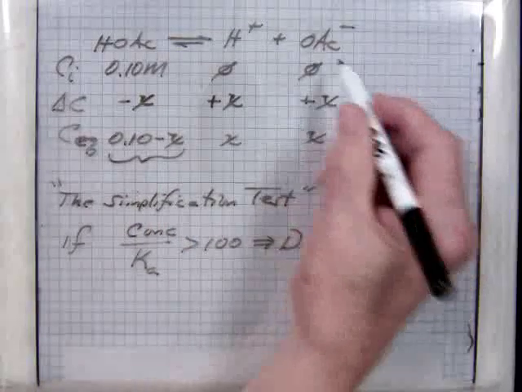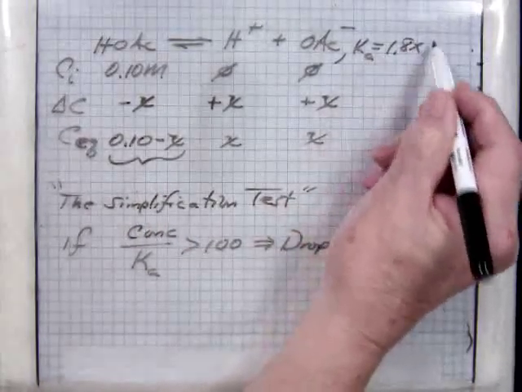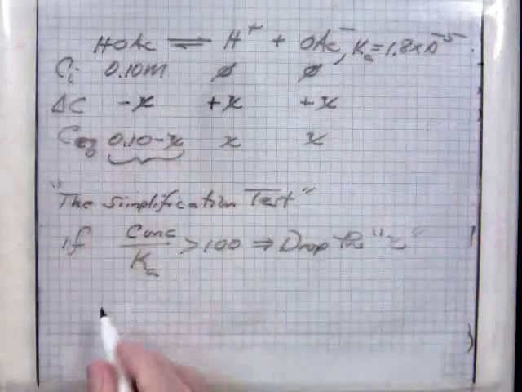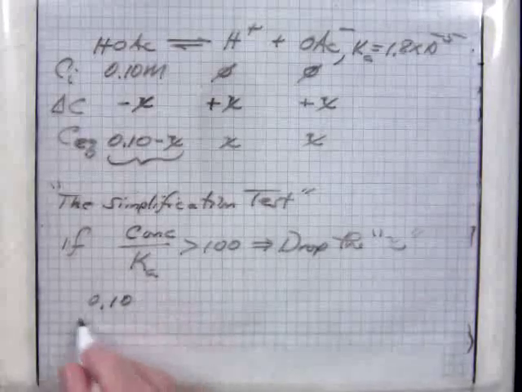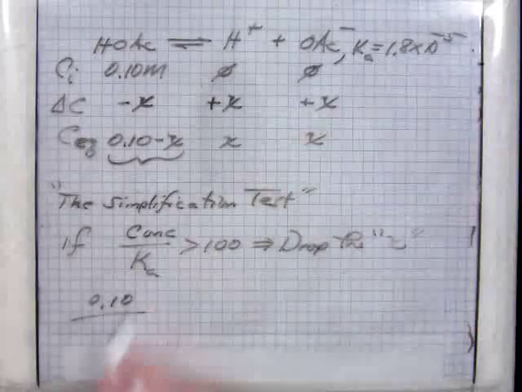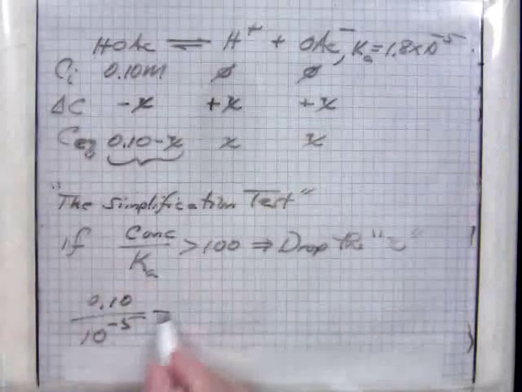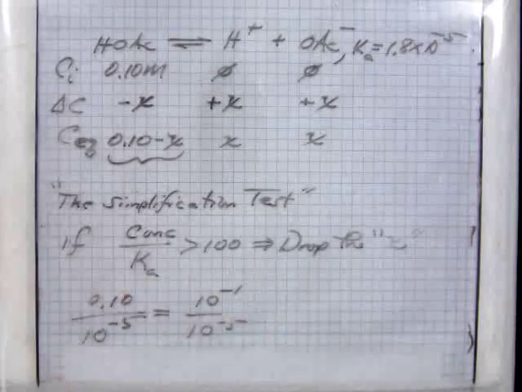So if the Ka value for this is 1.8 times 10 to the minus 5, and we have a 0.10 molar, then 0.10 molar divided by 10 to the minus 5. Let's just keep it at that. Gives you 10 to the minus 1 over 10 to the minus 5.